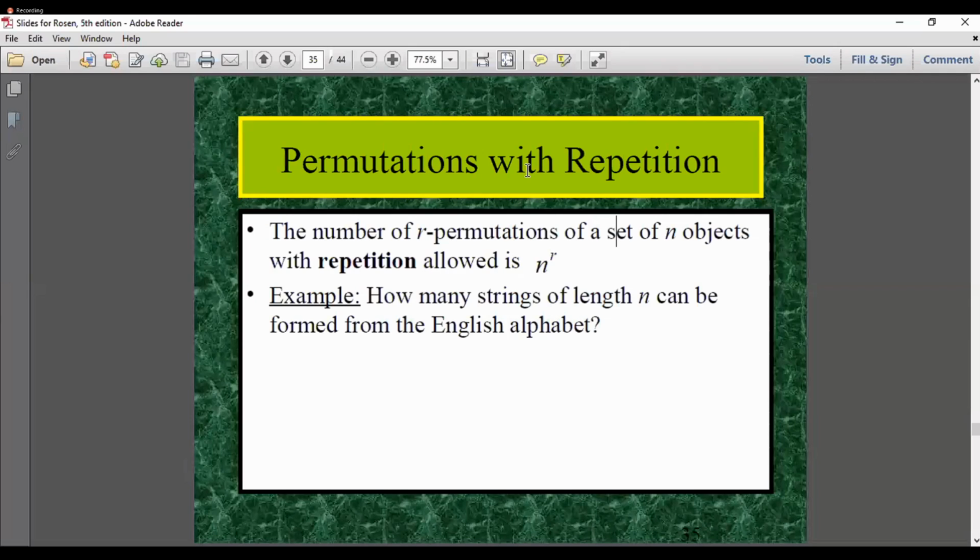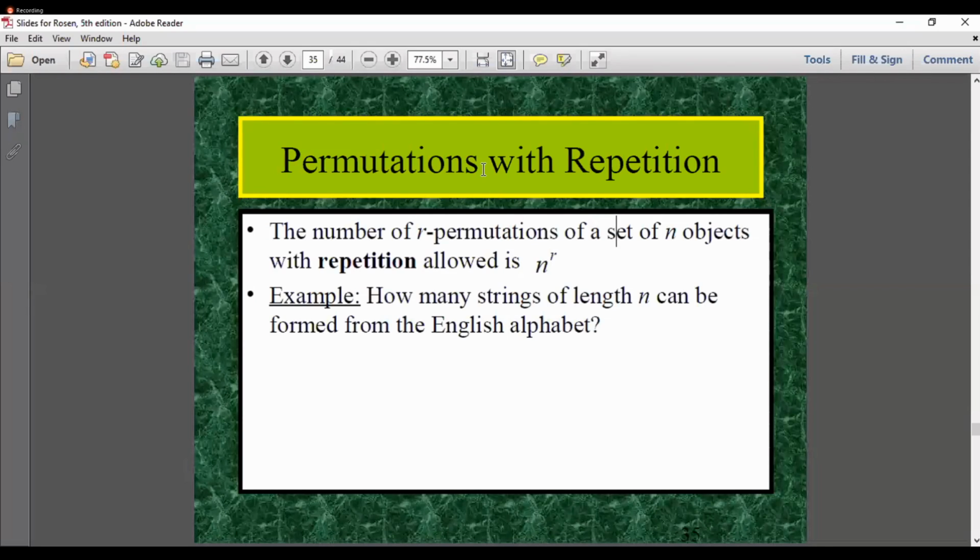That means your second element is dependent on the first element. This full product is required. So that's why it is going on this way: n into n into n, how many times? Now you have to select r number of elements. So that's why n to the power r. So permutation with repetition is n to the power r.